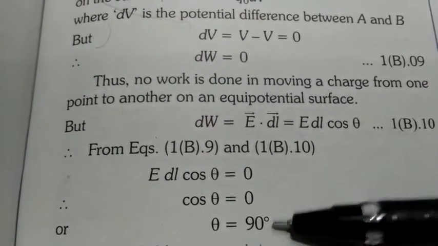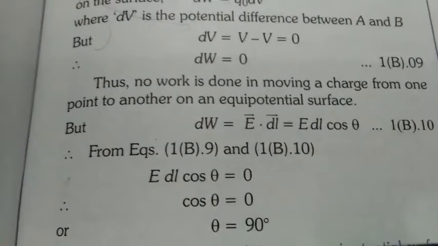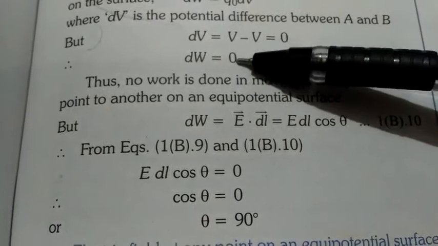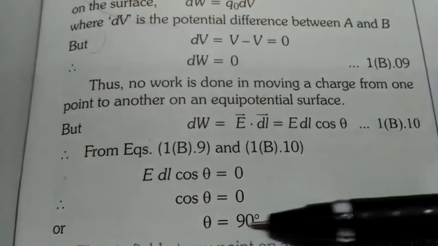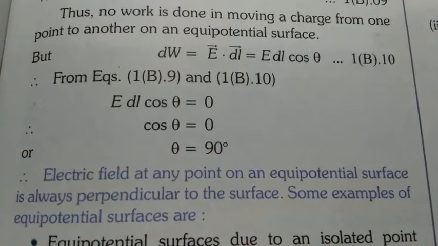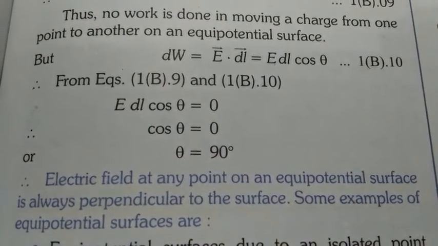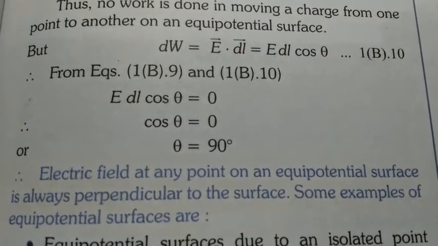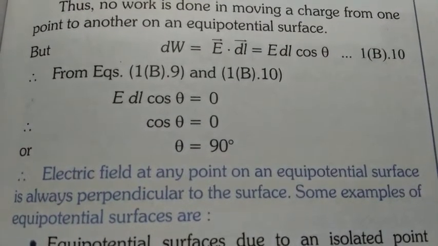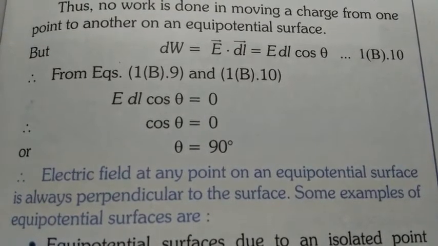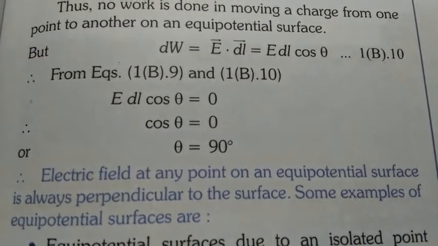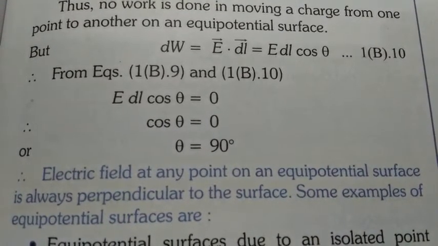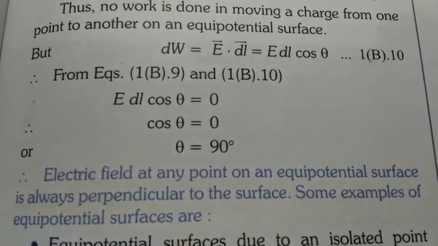So what does it indicate? What is the significance of this equation? When we compare E dl cos theta to this one, we are getting 0, and by that we get theta equals 90 degrees. This represents a very important thing, that the electric field at any point on an equipotential surface is always perpendicular to the surface. Theta equals 90 degrees here, and 90 degrees represents the perpendicular line. So the electric field at any point on an equipotential surface is always perpendicular to the surface.